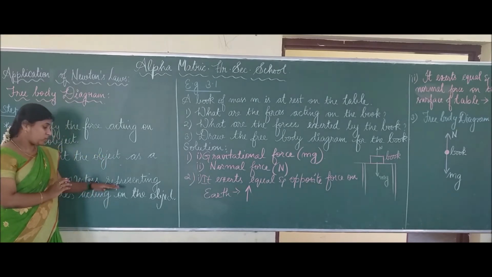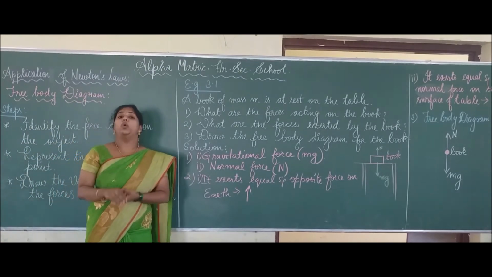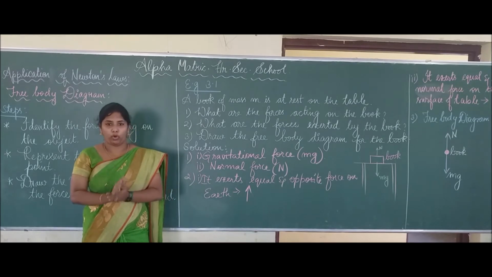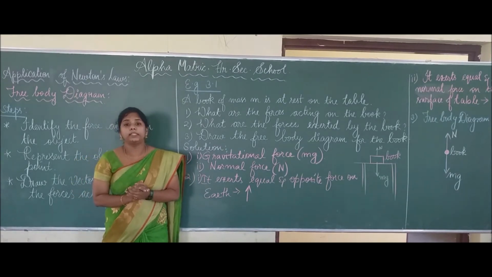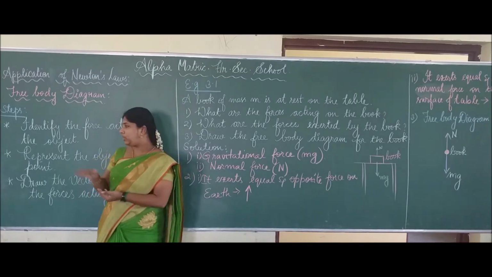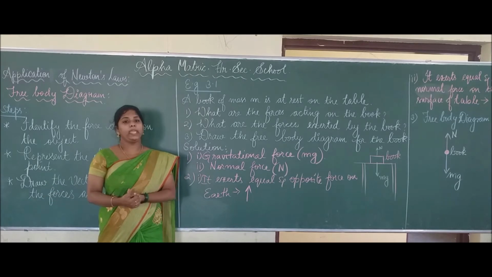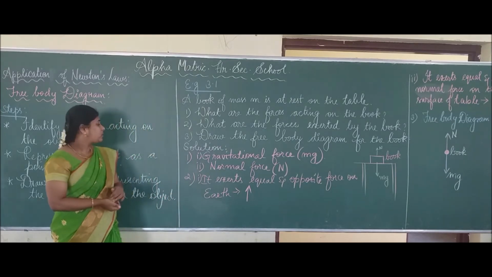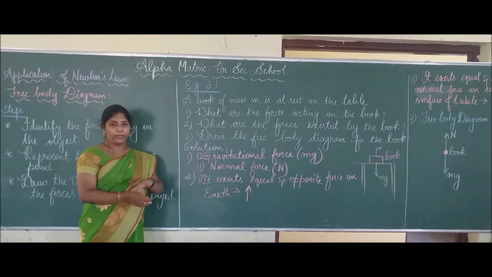We should remember that we have to identify the forces acting on the object, and we should not consider the forces exerted by the object. These three are the important points to be followed to draw a free body diagram. Based on this, we have example problem 3.1.